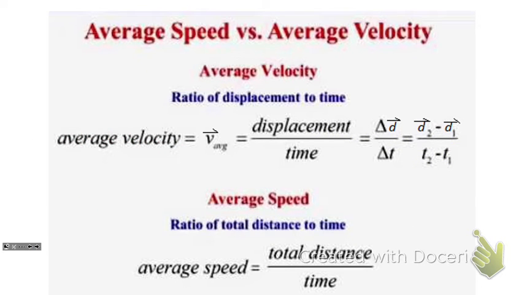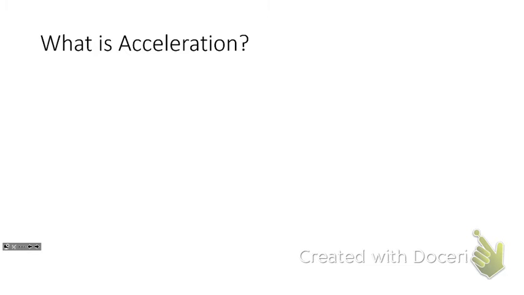So here is what we just talked about. Average velocity is displacement over time, and speed is distance over time. All right. So we've talked about displacement, we've talked about distance, we've talked about speed and velocity. Now, what is acceleration?